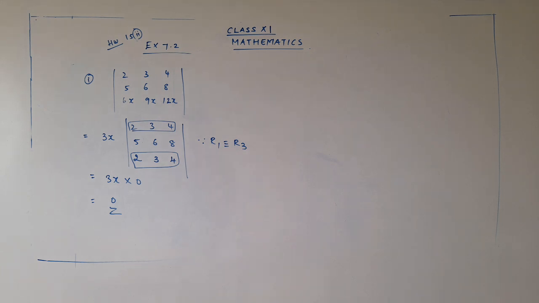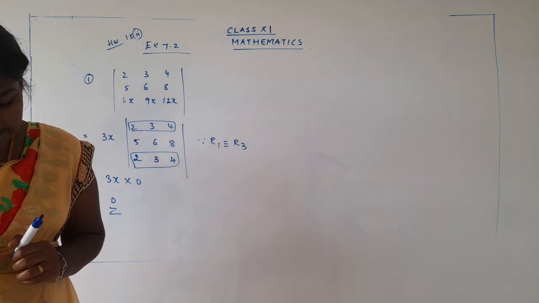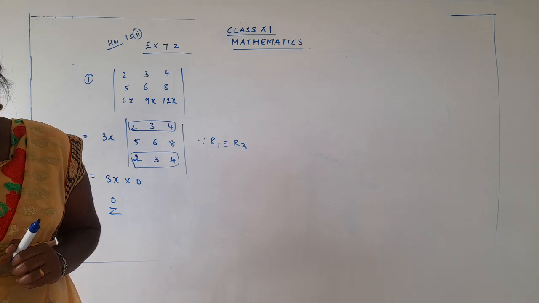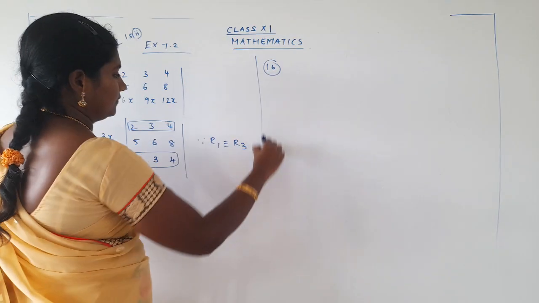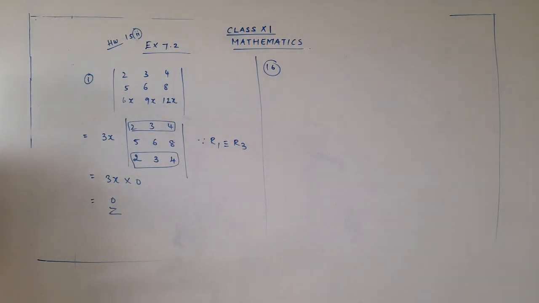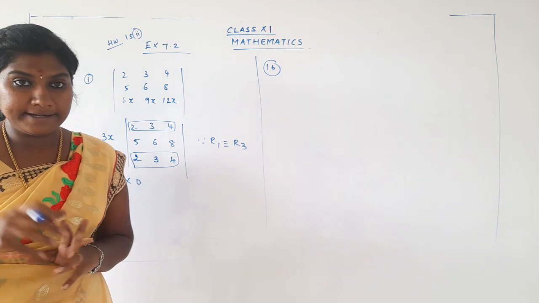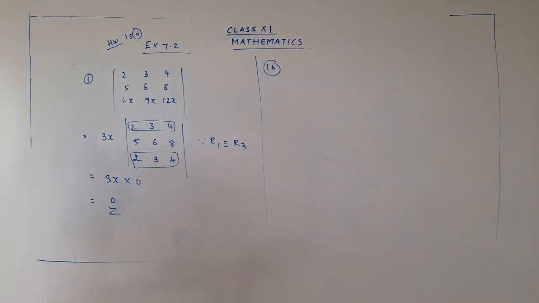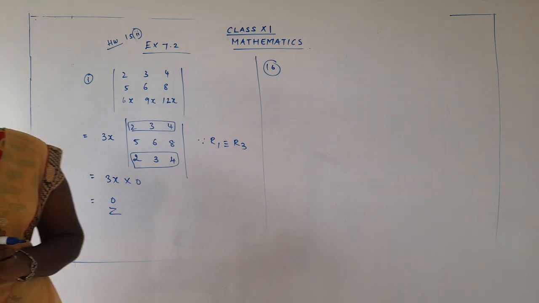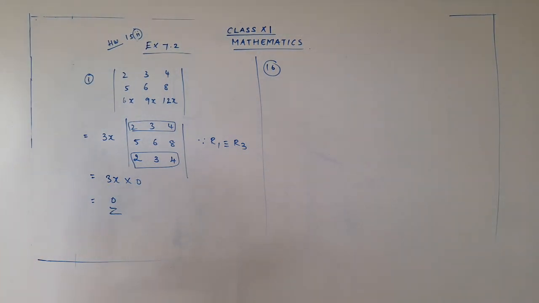Okay, now coming to the next sum. Take down question number 16. So 15 is done. Now go for question number 16. Take another question. If A is a square matrix and determinant of A is 2, find the value of determinant of A transpose.